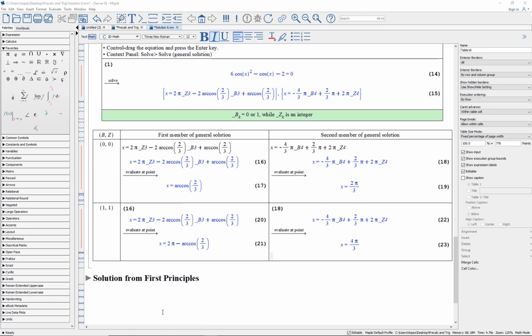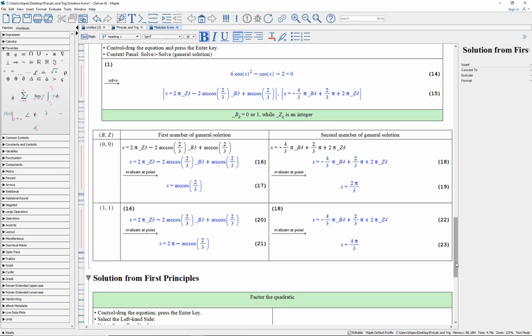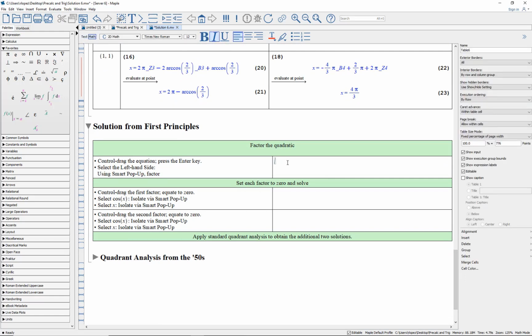Now let's turn our attention to getting a solution from first principles. So we need the equation. So I think Control L1 would do it.